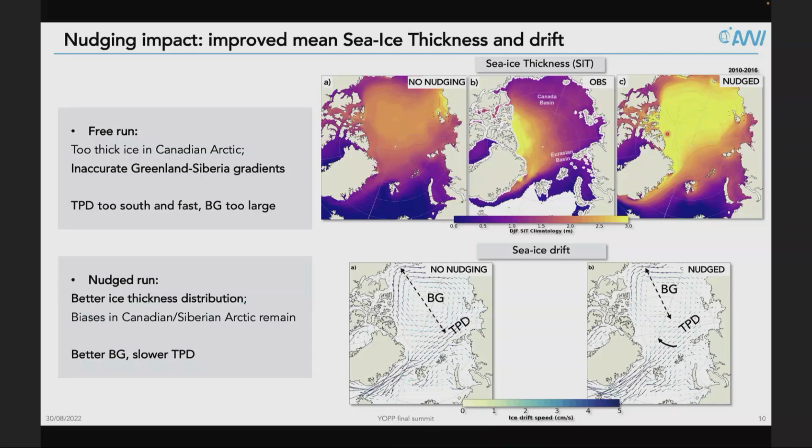With nudging, we have at least realistic Greenland to Siberia gradients, despite a tendency to overall too thick ice still. This is likely because we start having more realistic ice drift patterns, with a Beaufort gyre that was initially too large and now is a bit more realistic with nudging.